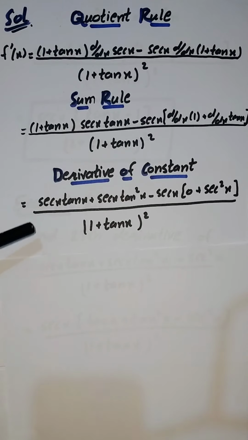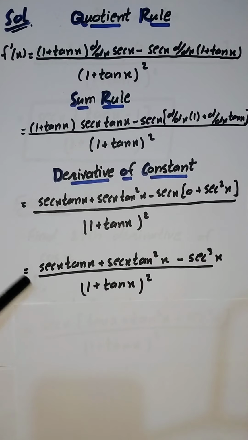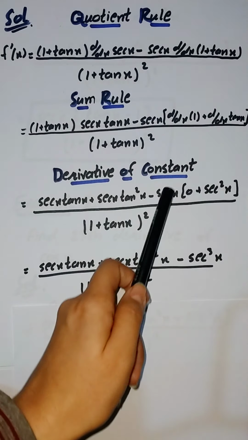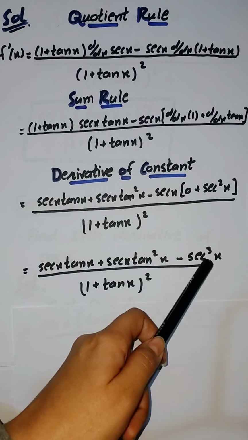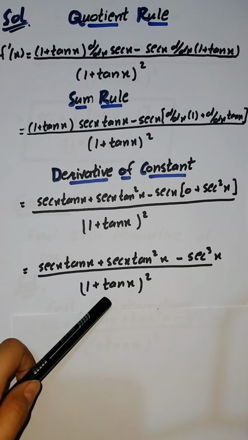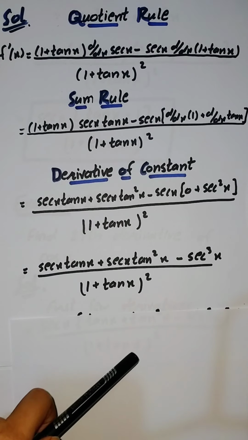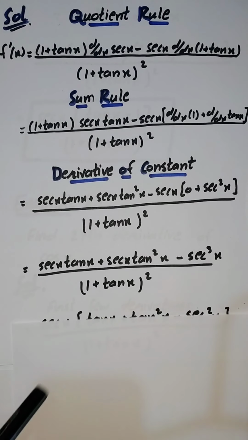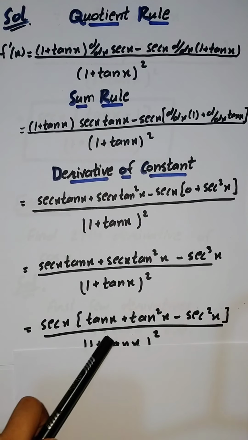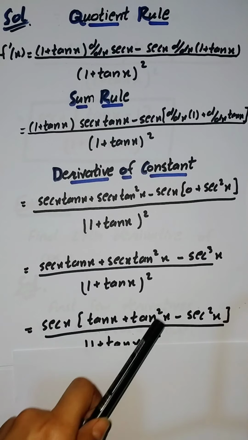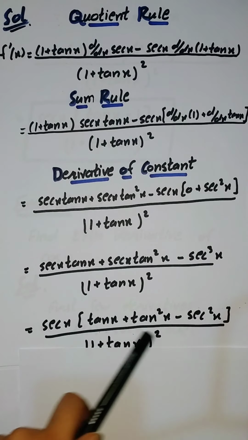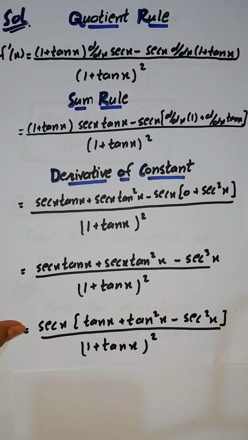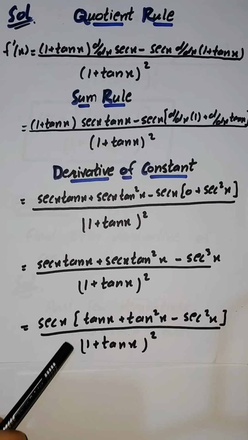Now we will simplify it. So it will become secant x tan x plus secant x tan square x, and when we multiply these two, it will become secant cube x, whole divided by 1 plus tan x whole square. Here we can take secant x as common, so it will become secant x into tan x plus tan square x minus secant square x, whole divided by 1 plus tan x whole square. We take secant x as common.